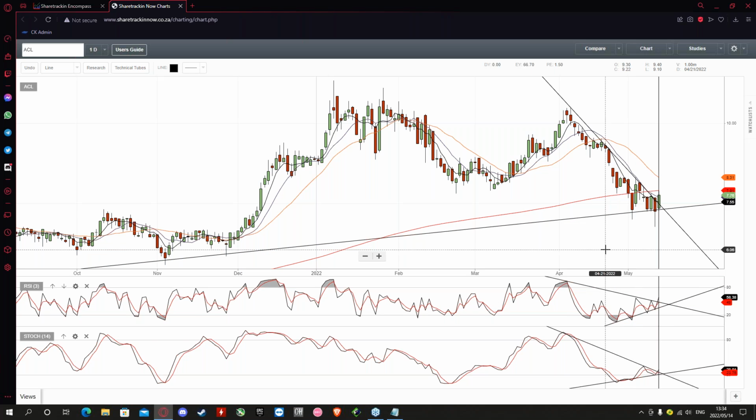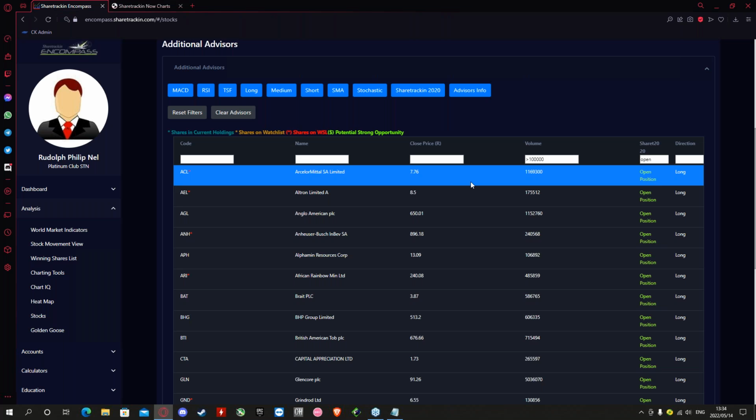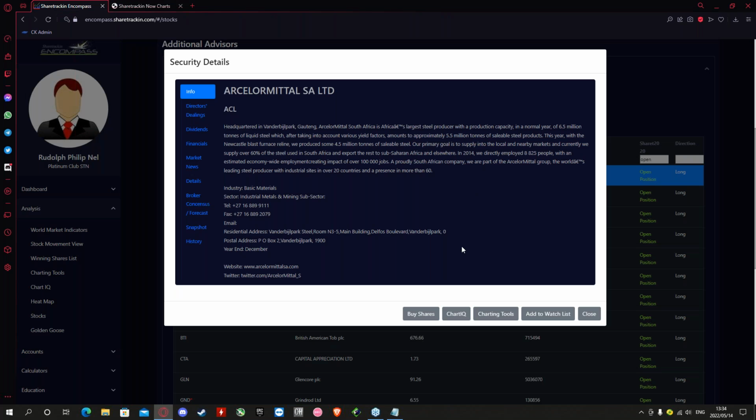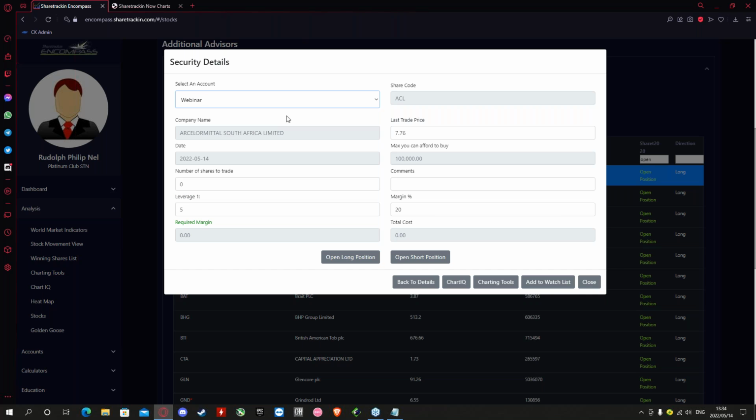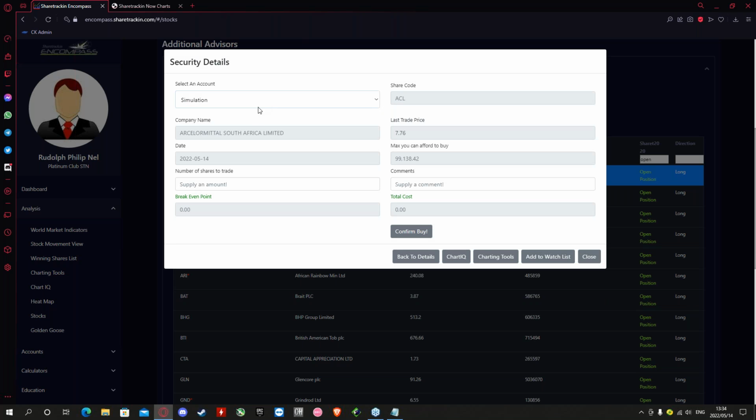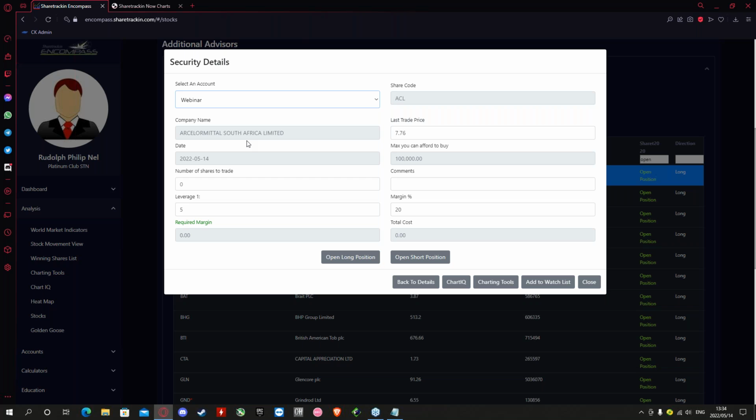So how do we go and buy this share now? Or this CFD. So to do that, click on the share or the CFD, go to buy shares, and then go and select your account. So we're not going to buy the new CFD simulation. We're going to go to the webinar one, which we've just created, and you'll see that there's a difference between simulation and your webinar one that we've just made.